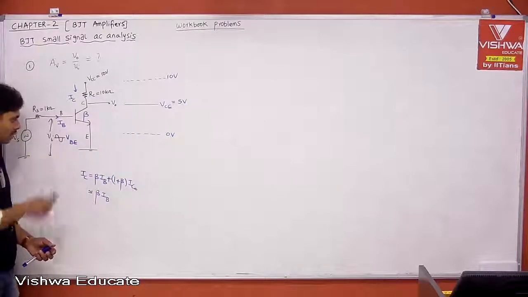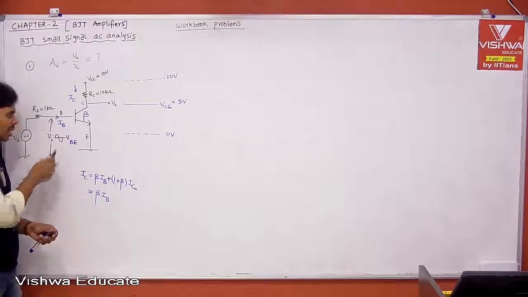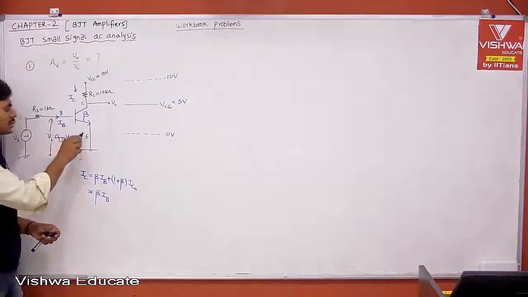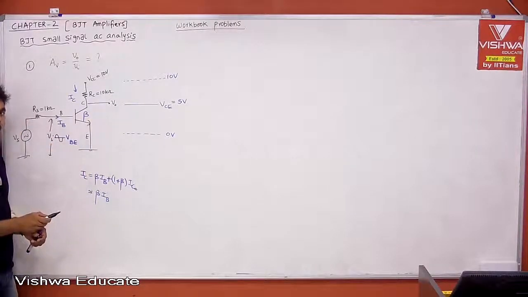Therefore, the black portion, whatever I have written on top of the DC, which is capital VBE, is a small vi, which is in black. That is the signal which is changing with respect to time, while the DC is not changing with respect to time. That's why in AC analysis, we don't speak about the DC quantities. We only speak about AC quantities. Doesn't matter, I'm explaining DC plus AC a little bit now, which I need to explain after completing all AC as well as DC analysis part.